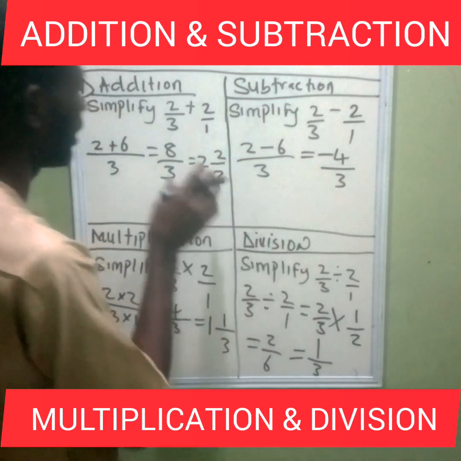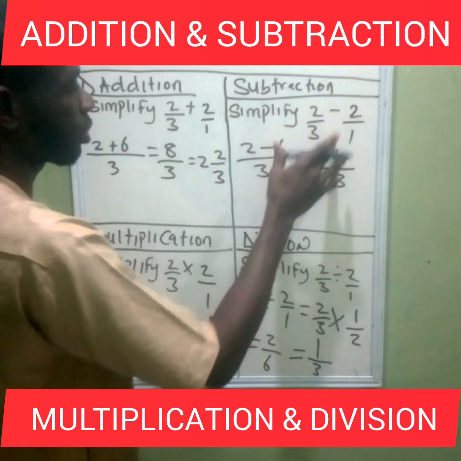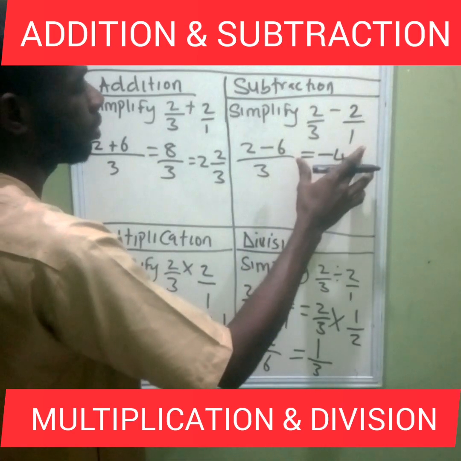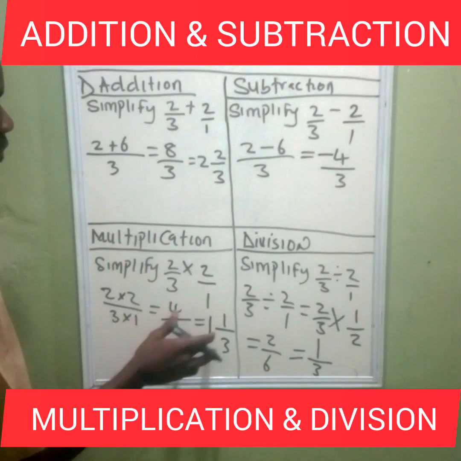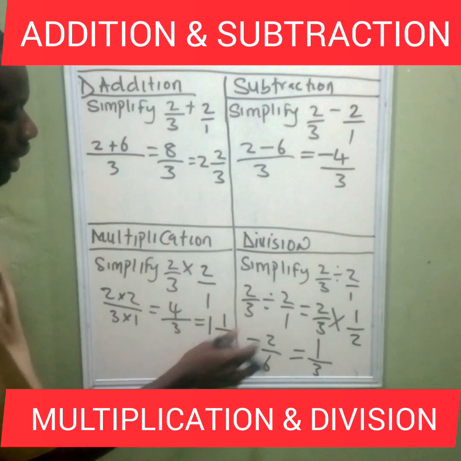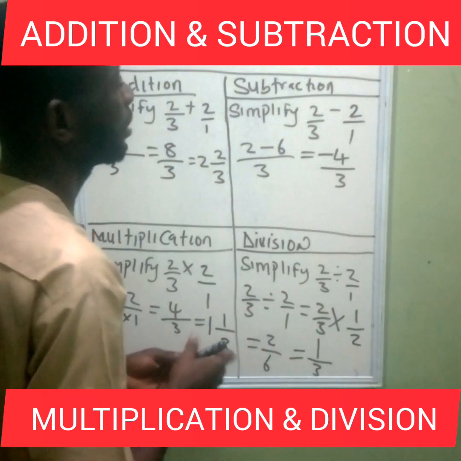So from the addition sign, we have 2 and 2 all over 3. From the subtraction sign, we have what? Minus 4 all over 3. And from the multiplication side, we have what? 1 and 1 all over 3. And from the division side, we have what? 1 all over 3. That is the beauty of fraction.